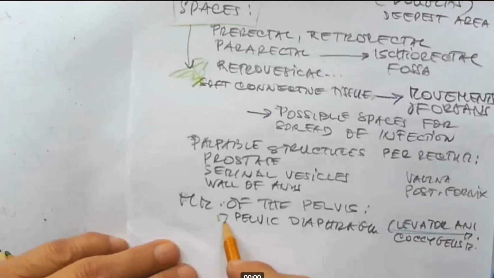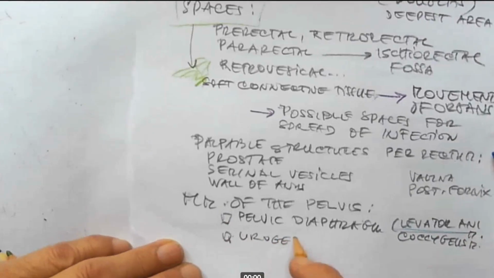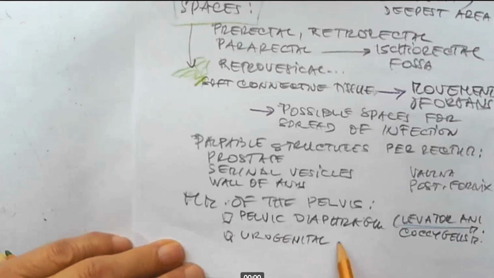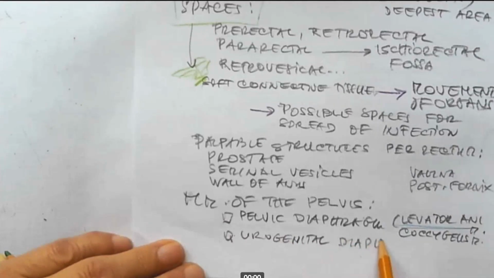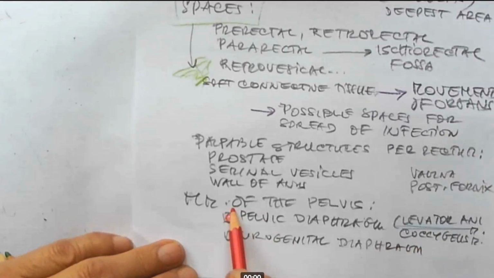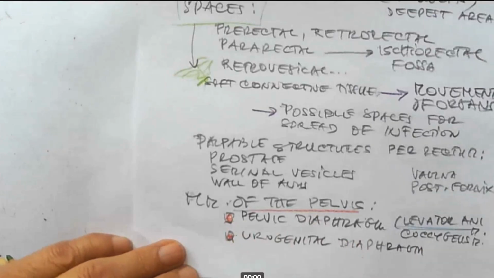But this is number one, the pelvic diaphragm, and number two is the urogenital diaphragm, more complicated, with more muscles. Just to know the name at the moment: urogenital diaphragm, muscles of the urogenital diaphragm, correct. So there are two groups of muscles of the pelvis: the pelvic diaphragm and the urogenital diaphragm.